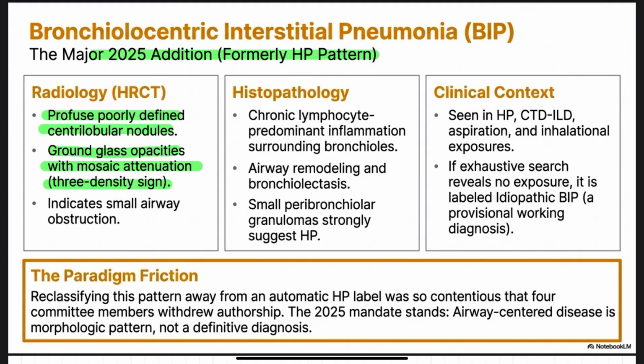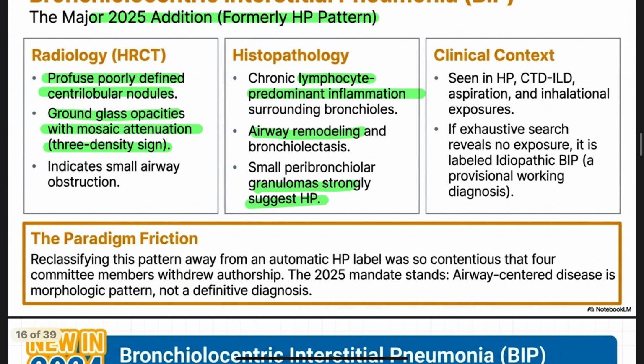Normal attenuation is the normal lung. Hypoattenuation is the area where it is going to be more blacked out. And hyperattenuation is the area where there are predominant GGOs. So histopathologically again, lymphocytic predominant inflammation is seen. Airway remodeling is present and small peribronchial granulomas are present in HP, which is strongly, highly suggestive histopathologically.